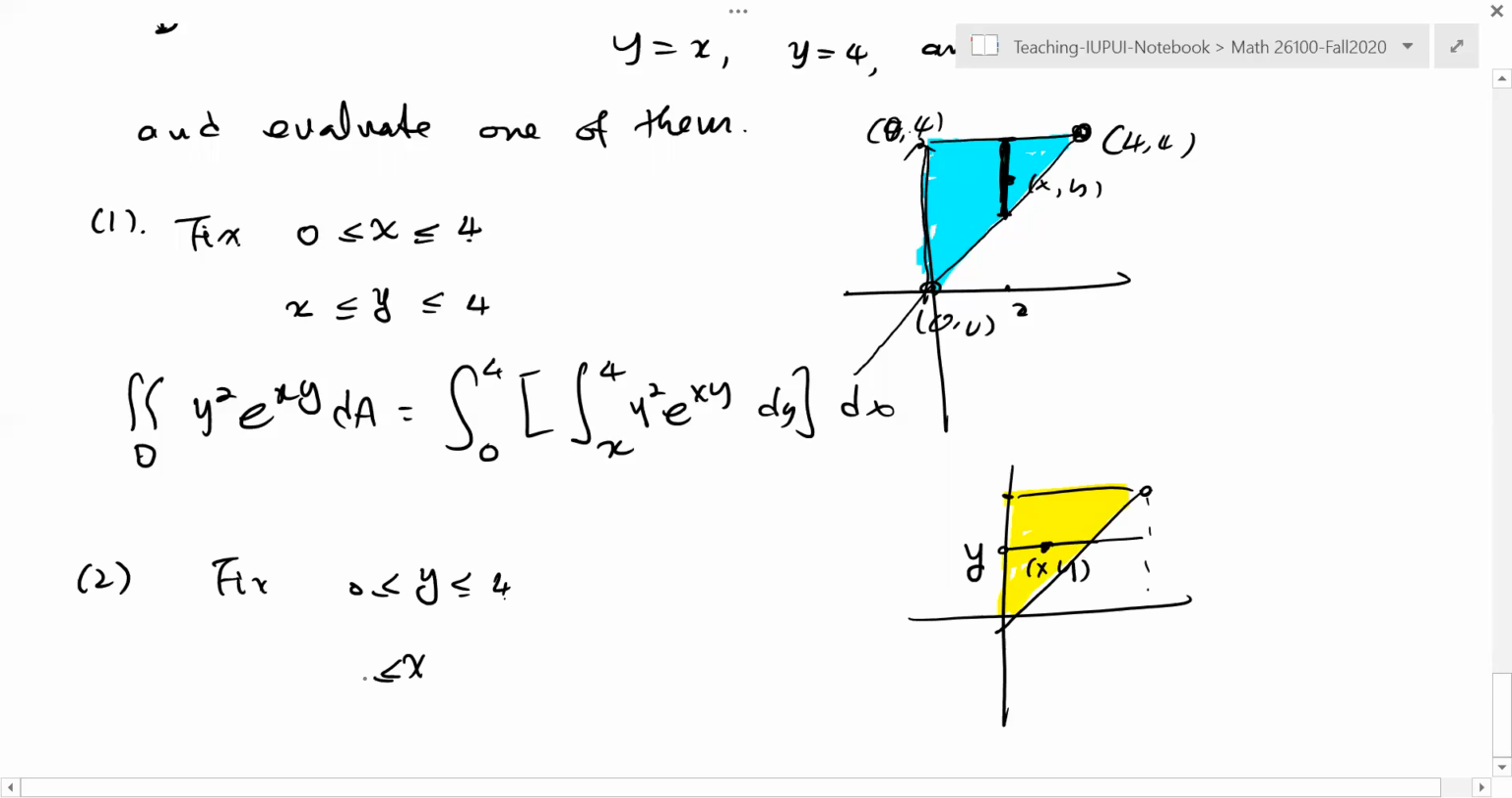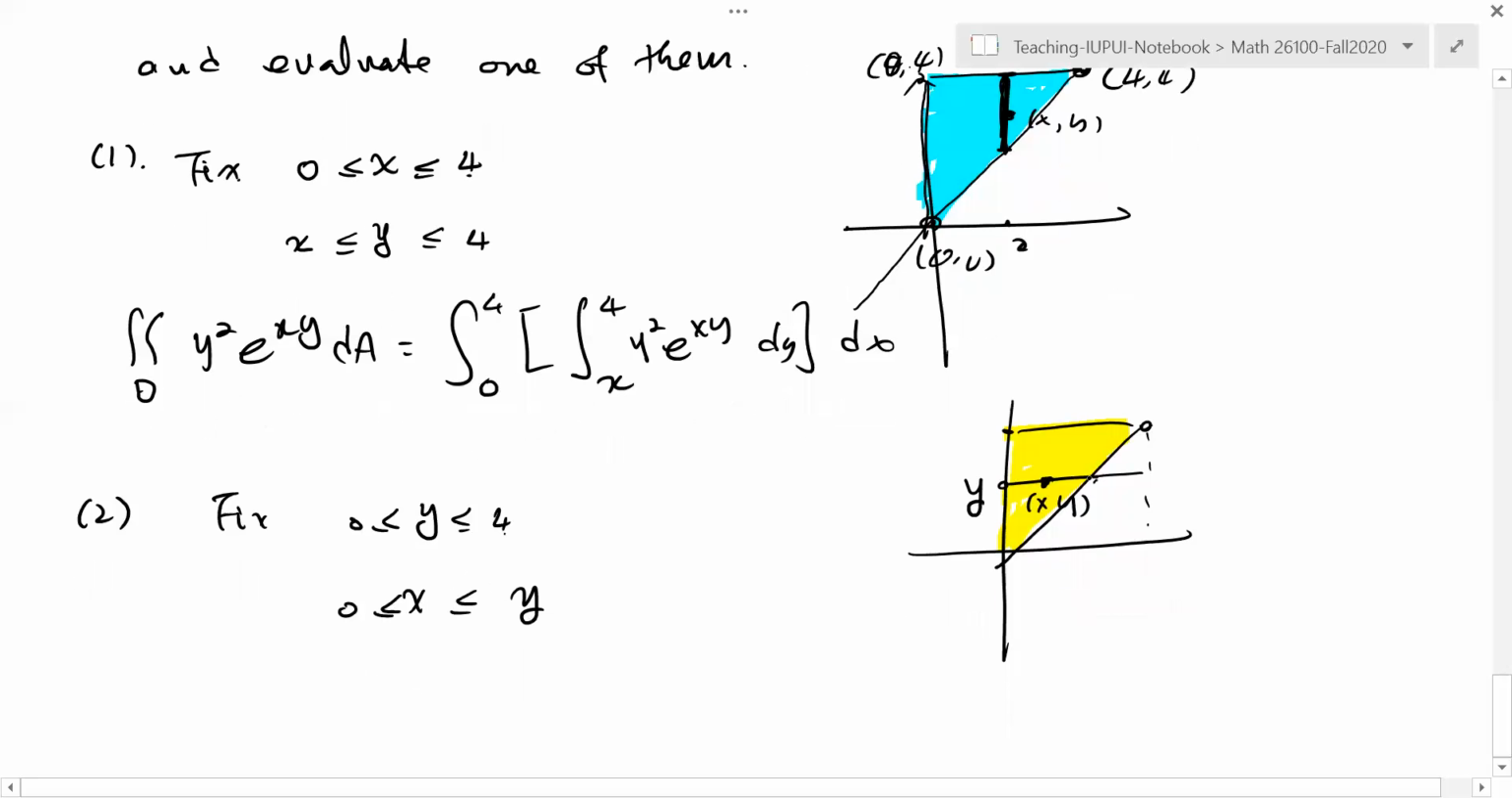So you need to look at the point on this horizontal line, and what is a lower bound for x? The lower bound for x is clearly 0, and the upper bound for x should be expressed in terms of y. That's just y, okay? Because this is the line y equals x. So the upper bound is y, and y is fixed, remember. X is between 0 and y, okay?